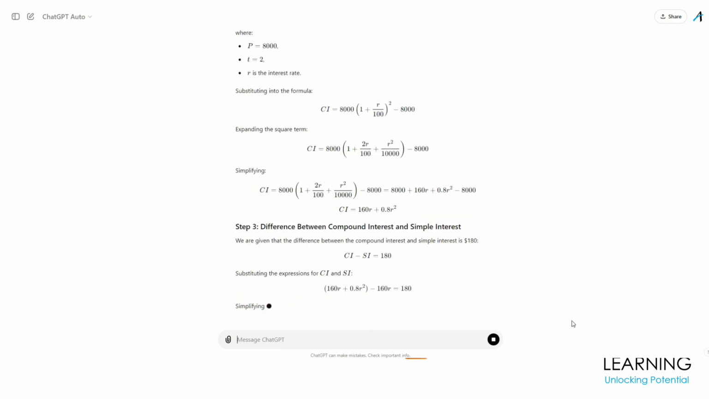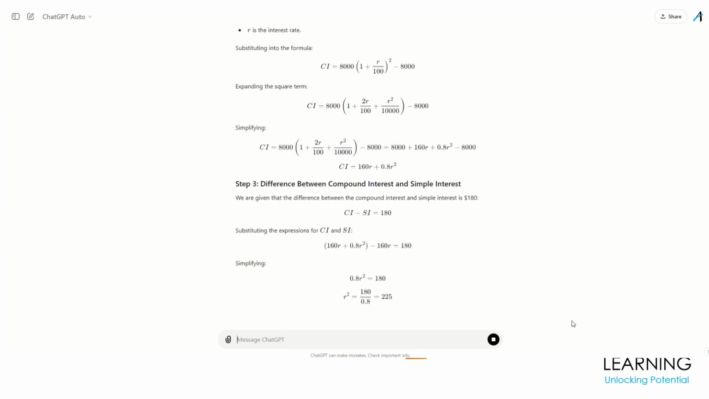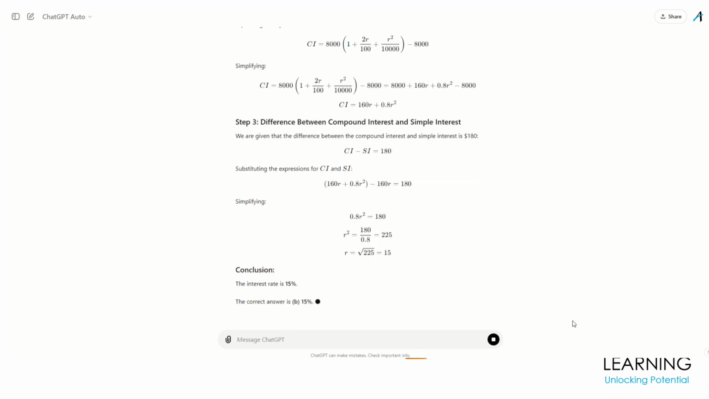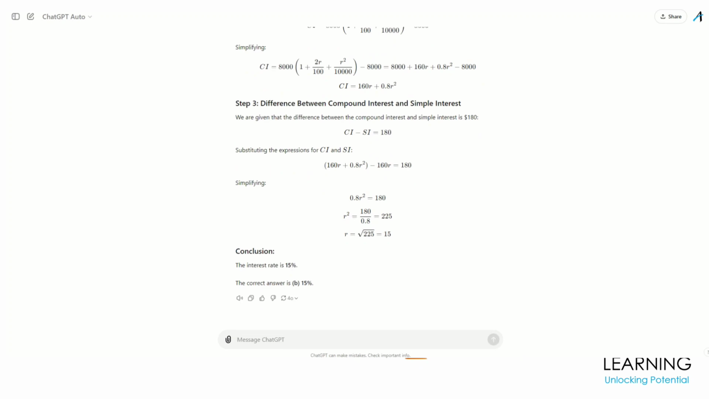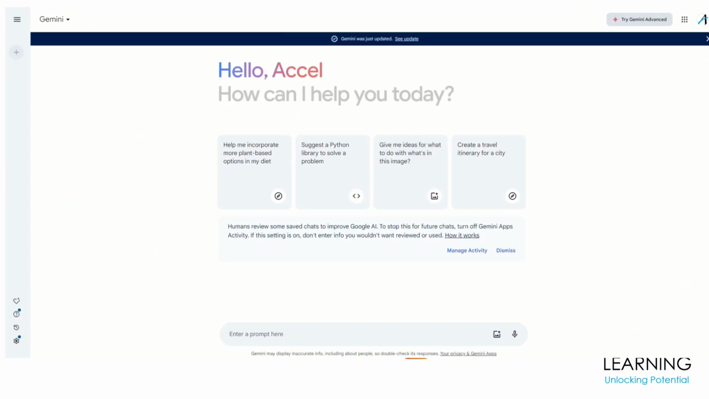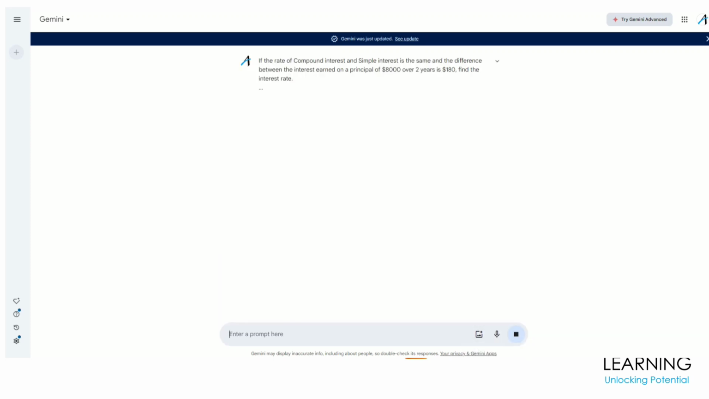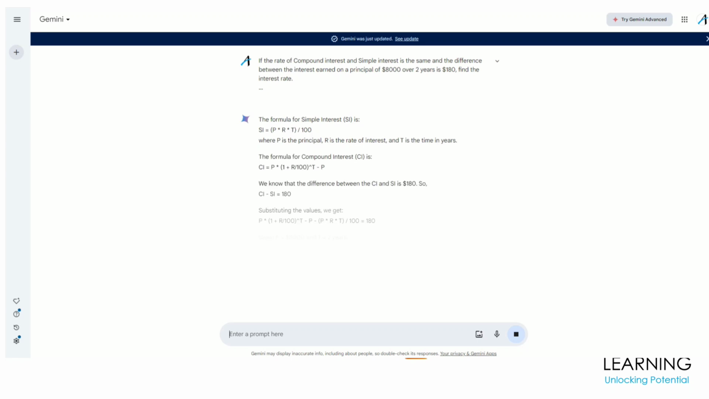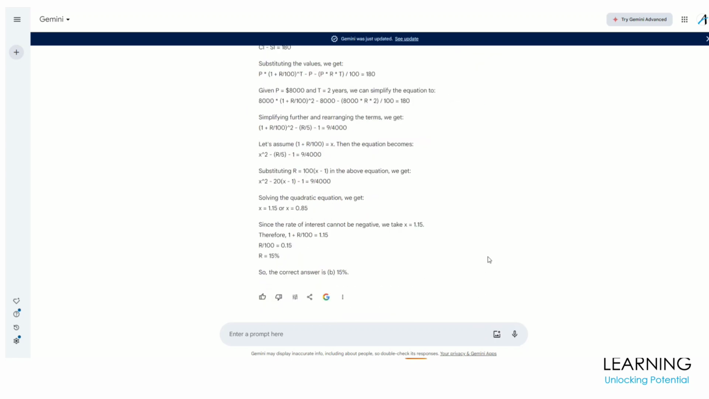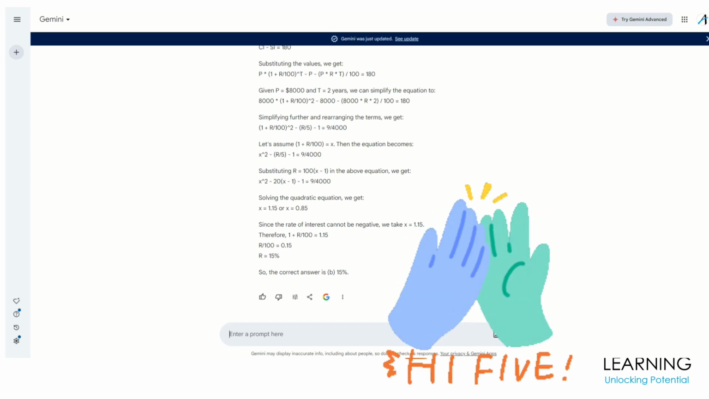Alright, ChatGPT is still trying to solve the problem. And it was able to give us the correct answer, letter B, 15%. That was fast. Now let's try this in Google's Gemini. We'll paste the same question and see. Again, remember the answer was option B. Let's see if Gemini can solve the problem faster than ChatGPT can. And it definitely did. It already gave us the correct answer, which is 15%.